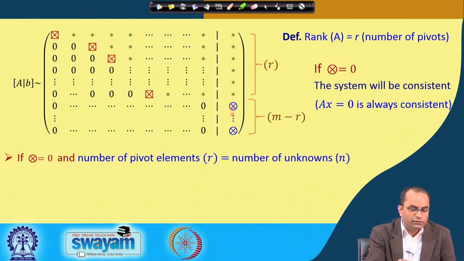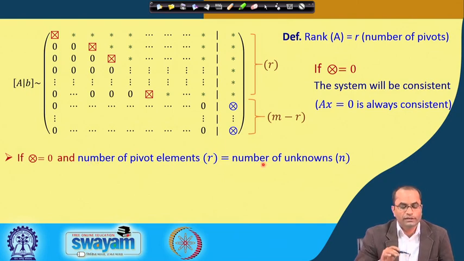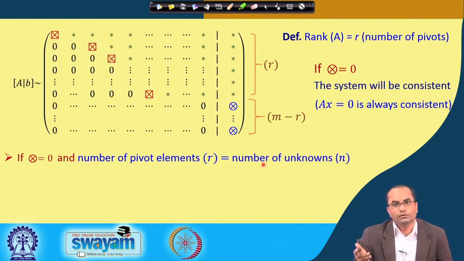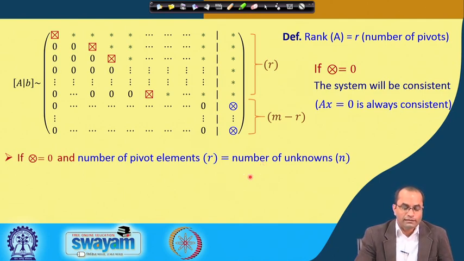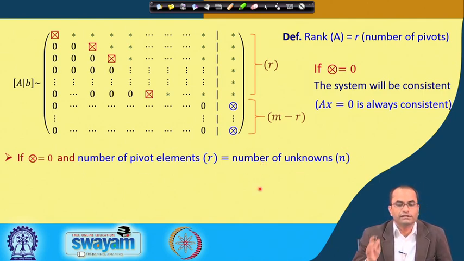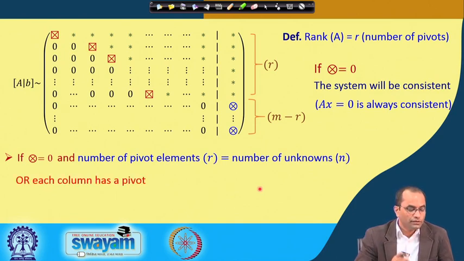Now here, when we take this case that these are zeros, meaning the system is consistent, then there are two cases. The first: the number of pivot elements is equal to the number of unknowns, and this case we have also seen in the last lecture. This is the case when we have exactly, or in other words, each column has a pivot, because the columns are exactly the number of unknowns.